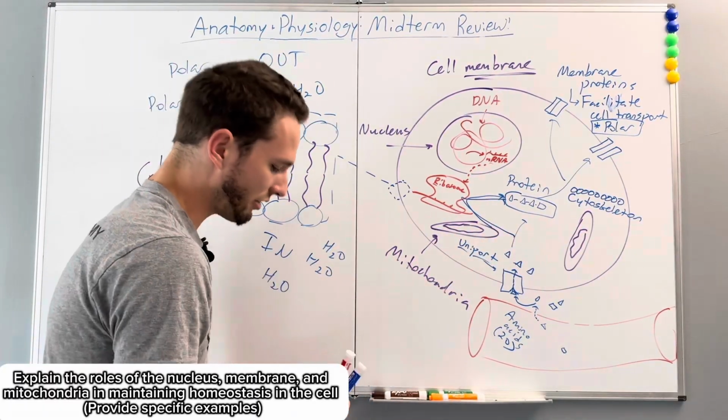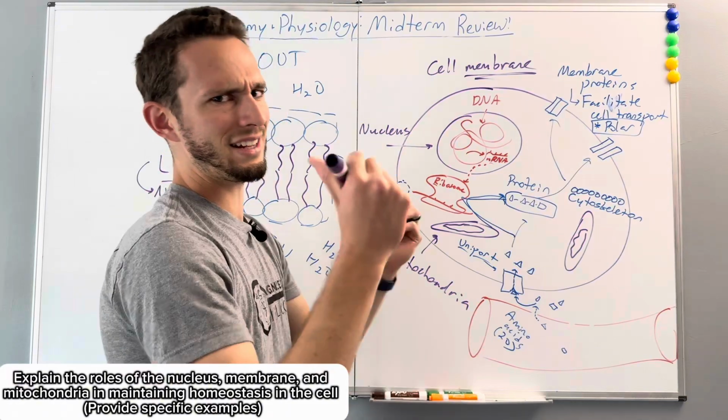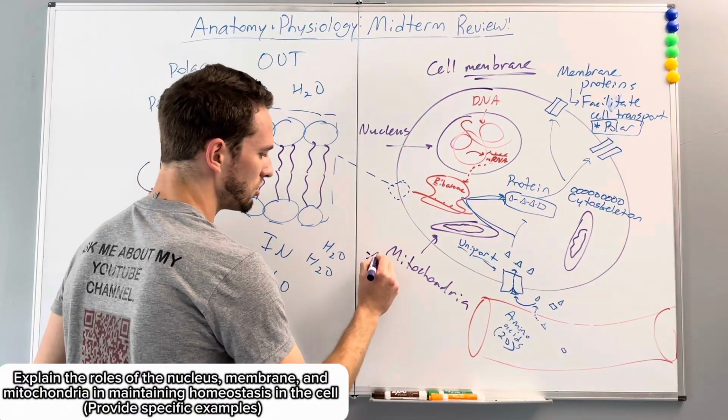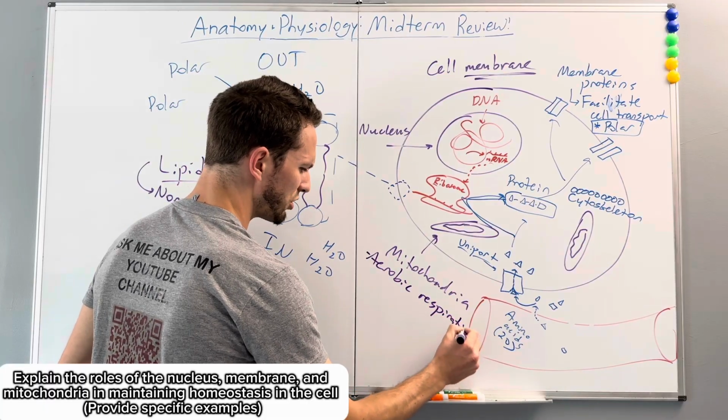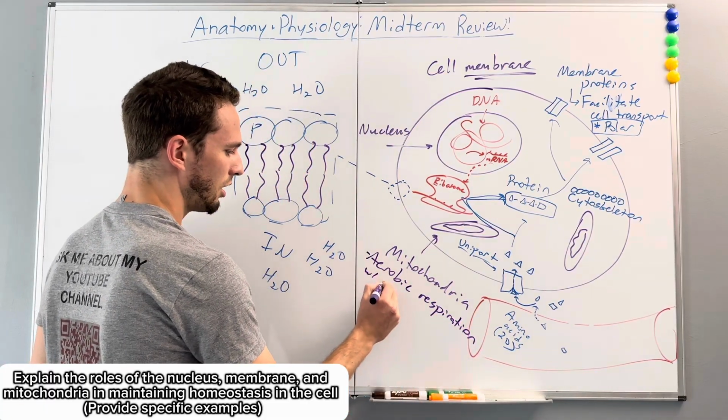But moving on to the mitochondria, we know the mitochondria are mighty, right? Mighty mitochondria because they do something called aerobic respiration. It literally translates to with oxygen breathing.